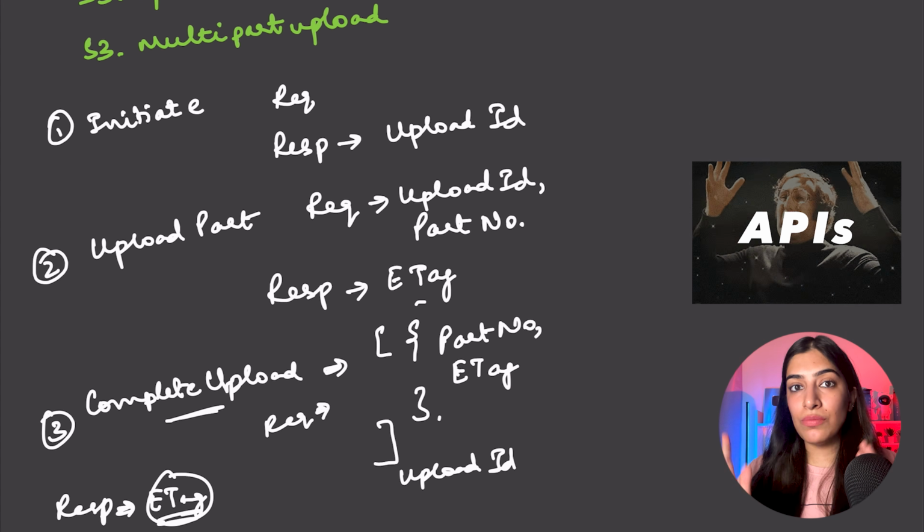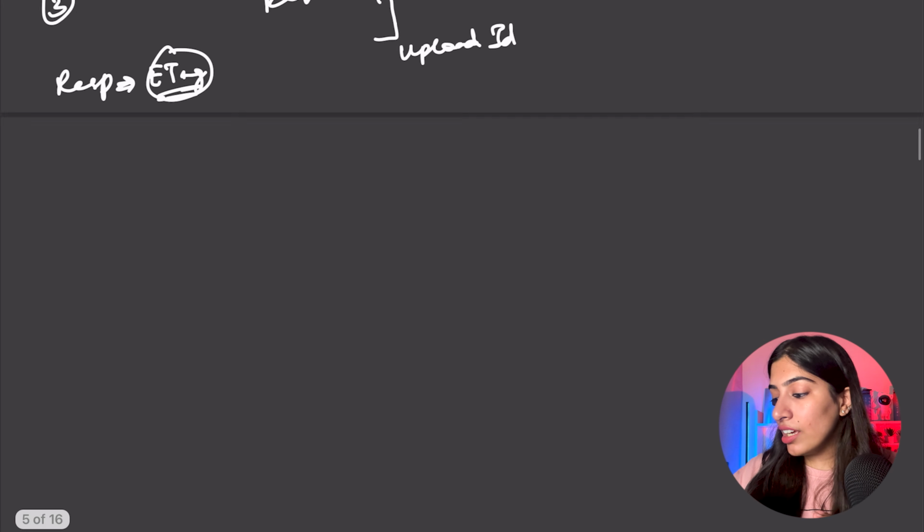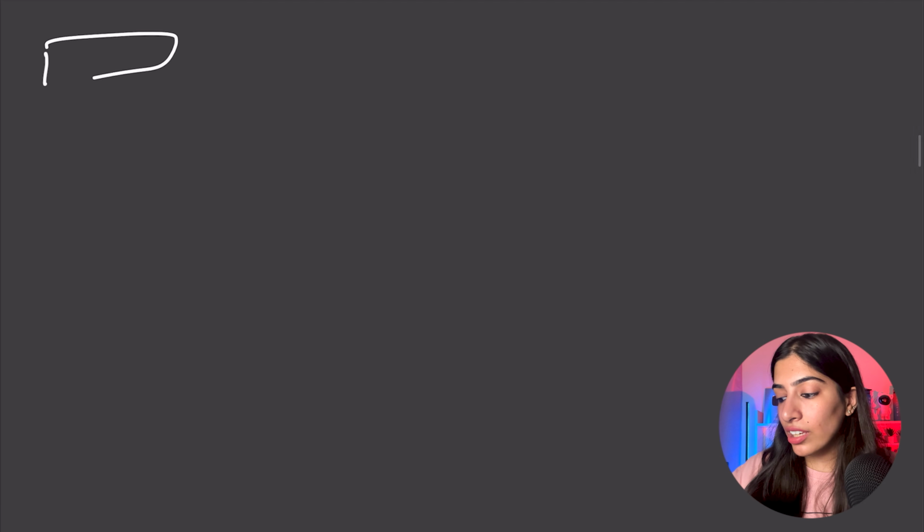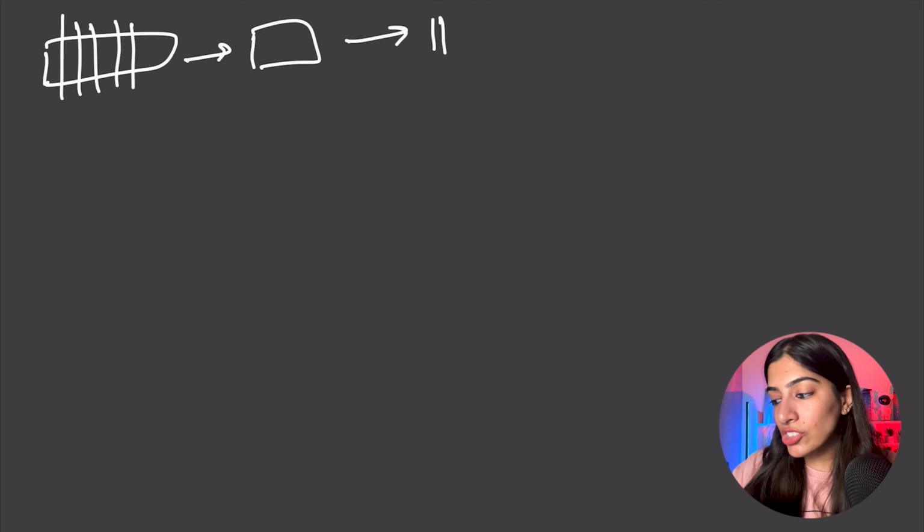Now, to make things simple for multi-part upload, earlier what we had done was that we were doing chunking on the front end and we were sending it to the back end, and we were sending the chunks itself to S3, right? So this was how we started. So this was step 1.